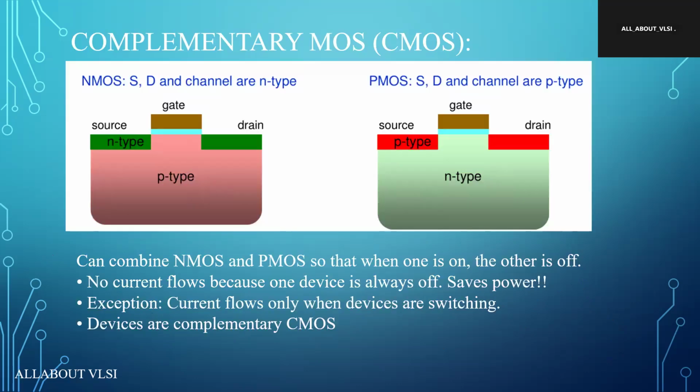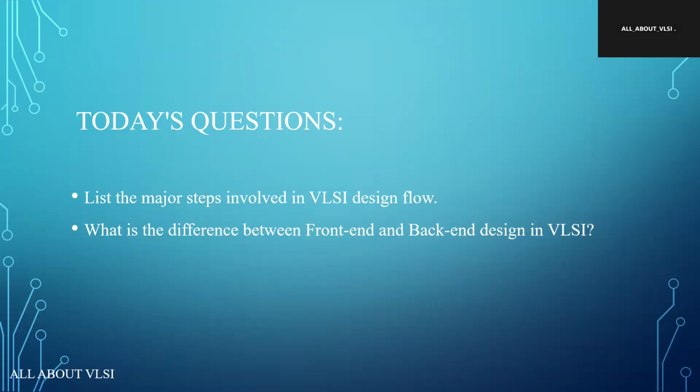So after these things, these are today's questions. List the major steps involved in the VLSI design flow. If you guys know the flow of VLSI, from system specifications to how a chip is fabricated, it follows some flow, right? VLSI design has some flow. Let me know in the comment section, or else in the Telegram channel also. This is the first question.